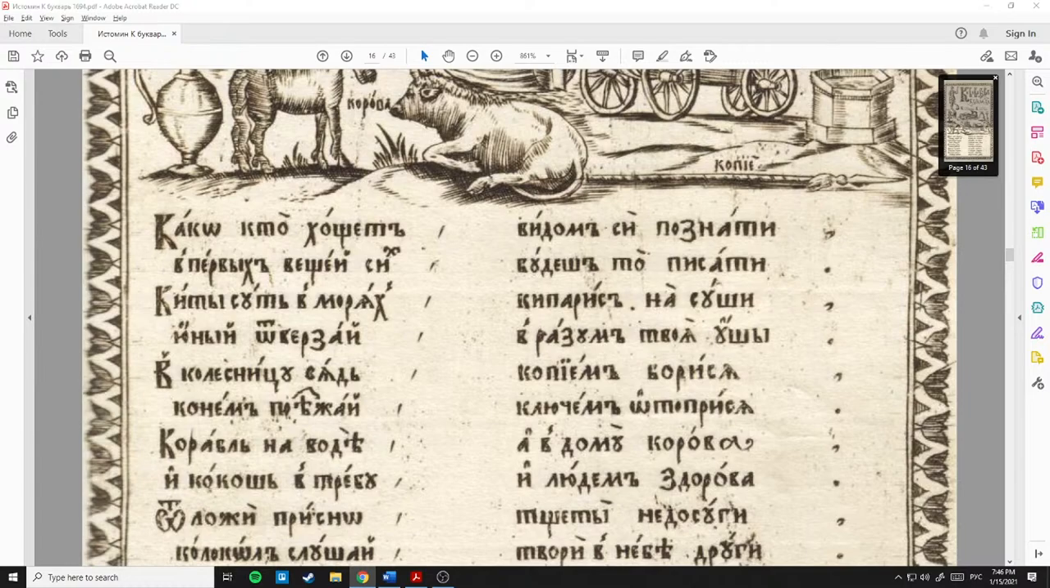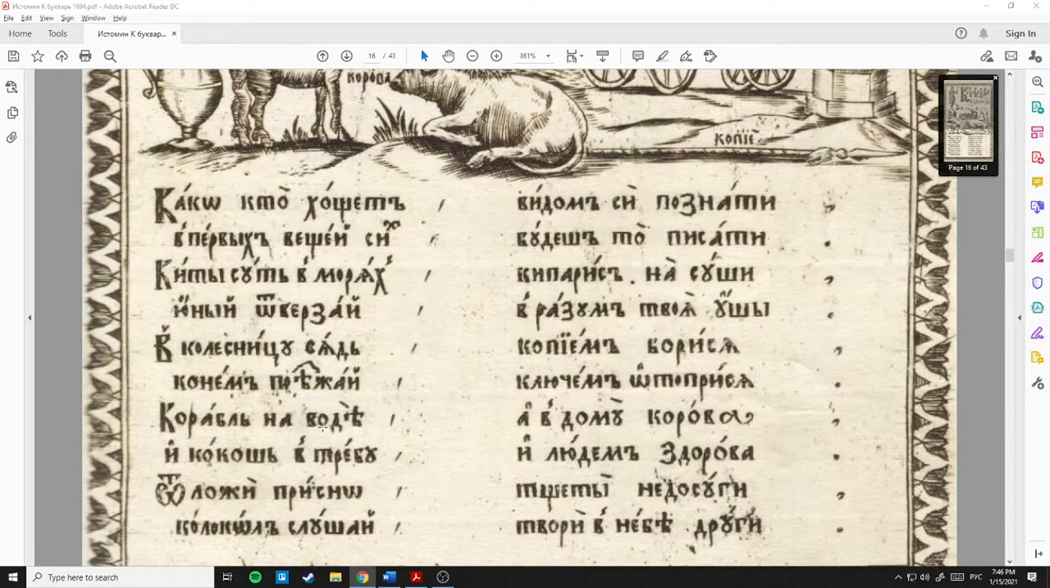Отоприться, to unlock. To unlock with the keys. Корабль на воде. So a boat on the water. А в дому корова. And at home there's a cow. Interesting, right? About theology, and then you talk about there's a boat in the water, and at home there's a cow. И кокос в требу. So and you also need a chicken. И людям здорово. So and to humans. And people will be healthy and happy, right? Unlock yourself.